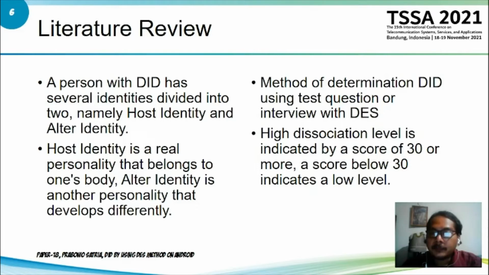The method of determining DID uses a test questionnaire or interview with DES. A high dissociation level is indicated by a score above 30. A score below 30 indicates a low level of dissociation.